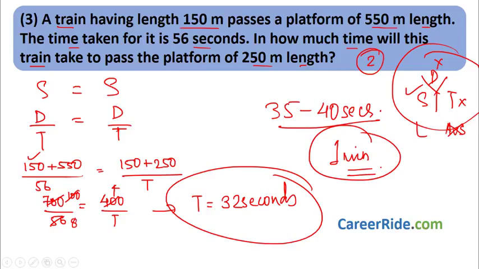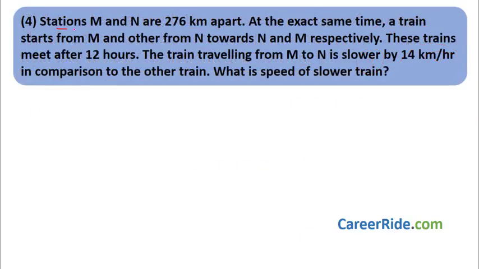Moving to question number 4. Stations M and N are 276 kilometers apart. At the exact same time, a train starts from M and another from N towards N and M respectively. These trains meet after 12 hours. The train traveling from M to N is slower by 14 kilometers per hour in comparison to the other train. What is the speed of the slower train?